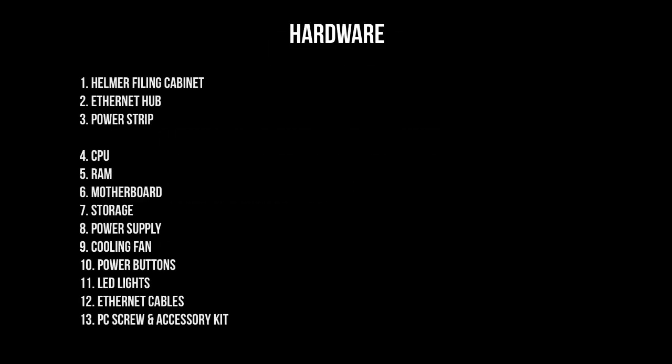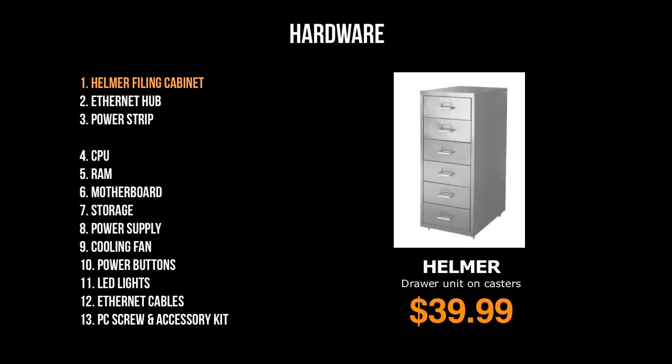Now let's talk about the build and the hardware. Item number 1, the Helmer filing cabinet from IKEA serves as the perfect enclosure for a small farm. It's actually kind of bizarre how well it houses all the components, and you can pick one of these up for $40 and even in a few different colors. I feel like the red and bright yellow would make your farm run at least 2% faster.